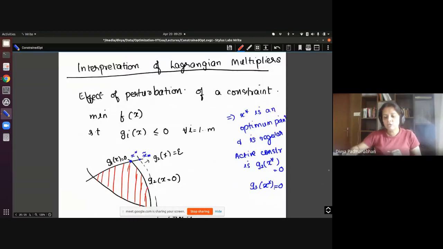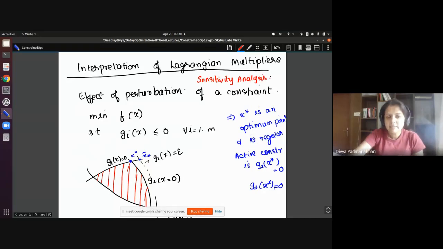It turns out that it also gives some idea of the effect of perturbation of a constraint. This idea is something we saw in the context of LPs when we talked of duality. The Lagrange multipliers give you some idea of how the objective function will change if you change some constraint. This theory is also referred to as sensitivity analysis, so if you read some textbook, it's going to be referred to with this name.